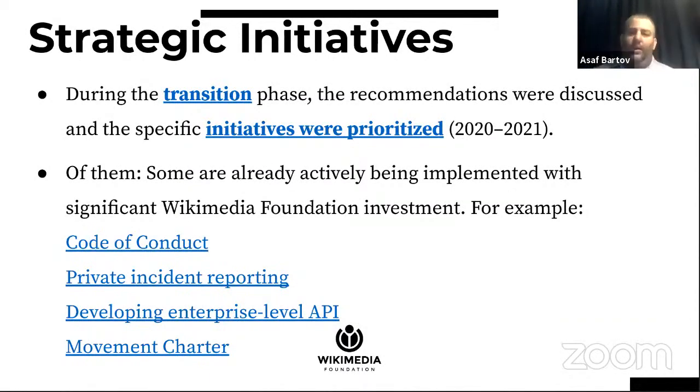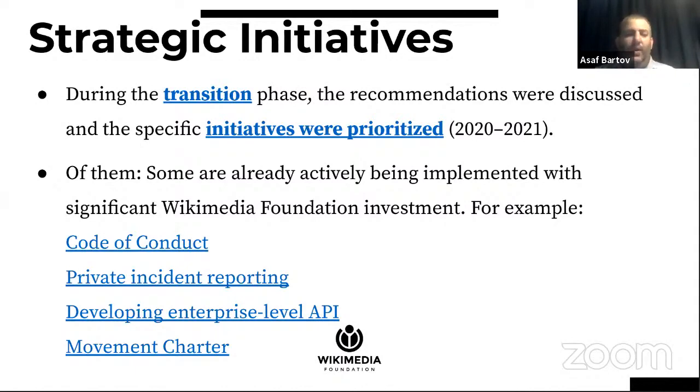Because yes, we want to do all these things, but which of them do we want to do first, given that the strategy has 2030 as its sort of target date? Which ones do we want to do in 2022, and which ones make more sense to start doing in 2025 or seven? So this process tried to prioritize the initiatives, to think about interdependencies between the initiatives, et cetera.